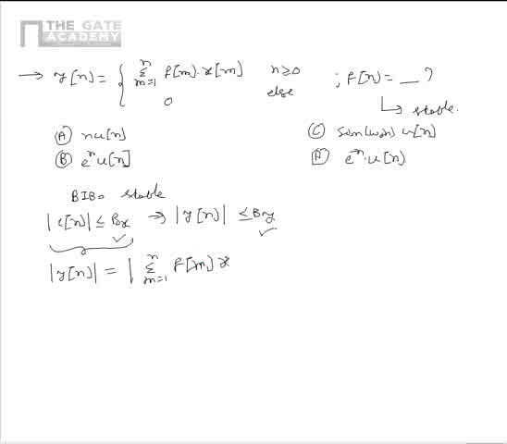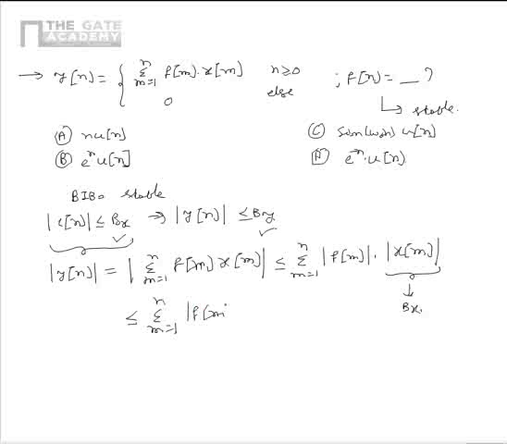multiplied by x of m. We know that this is less than or equal to sigma m equal to 1 to n mod of f of m multiplied by mod of x of m. But we know that mod of x of m is less than or equal to bx. From this, we can show that this is further less than or equal to sigma m equal to 1 to n mod of f of m multiplied by bx. But for the system to be stable, this should be less than or equal to by.